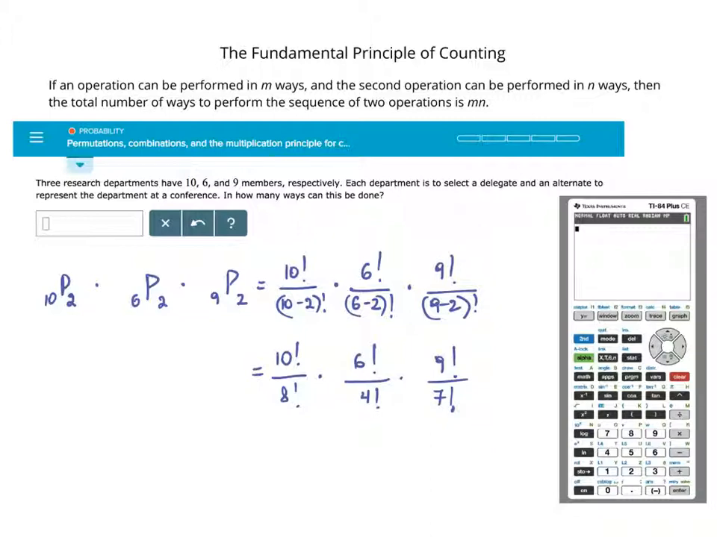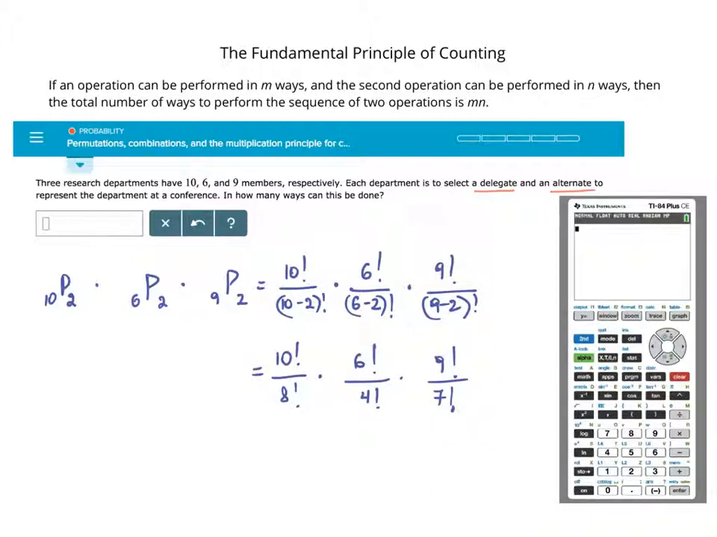I would like to point out something very important. We need to choose a delegate and an alternate. The roles of these two individuals will be different, and whoever is chosen first as a delegate versus whoever is chosen second as alternate makes a huge difference. Therefore, order matters, and therefore we're using permutations.